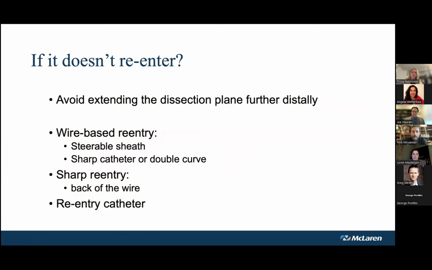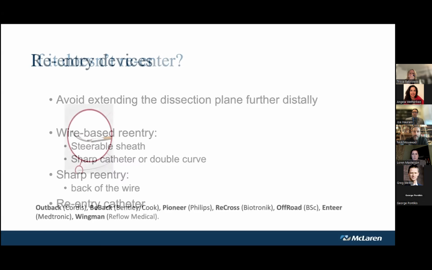You can consider wire-based reentry using a steerable sheath, or you can use a directional catheter, glide catheter, sharp catheter, or even a double curve. You can use sharp reentry, which I think we do sometimes when you're worried about spending too much time, or ultimately use a reentry catheter, which is something I've been using a lot more early on in the interventions that I'm managing these patients.